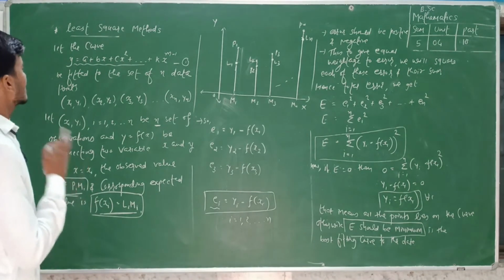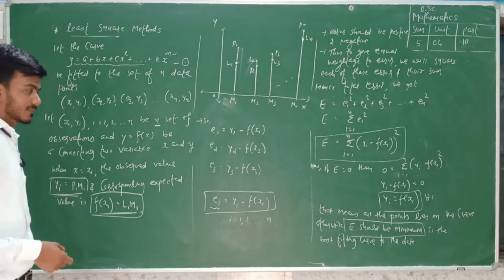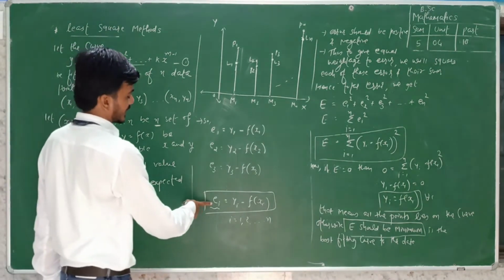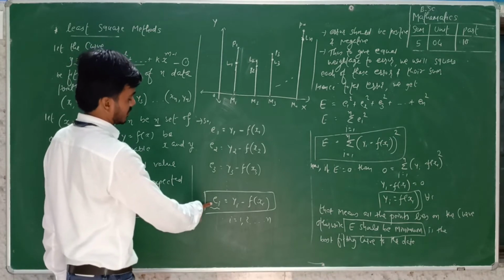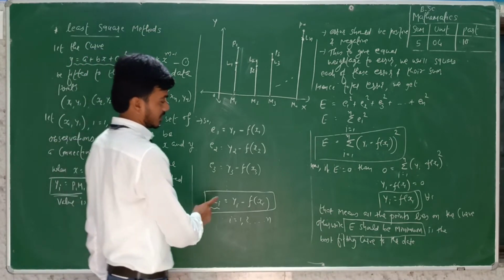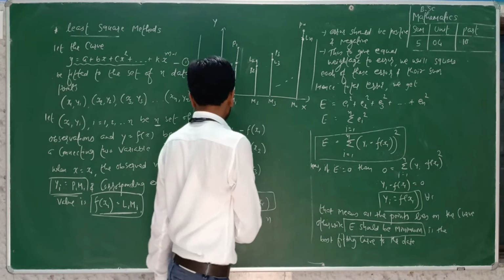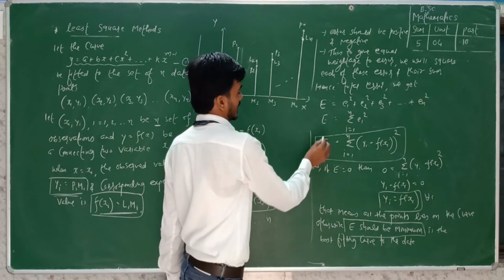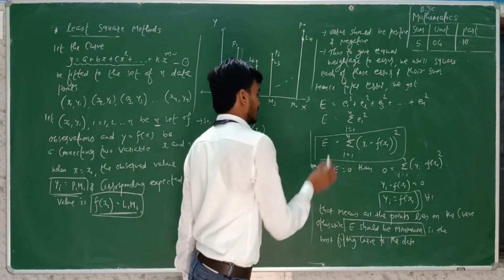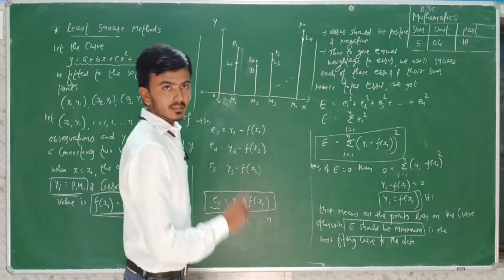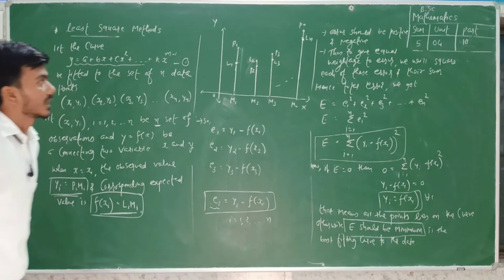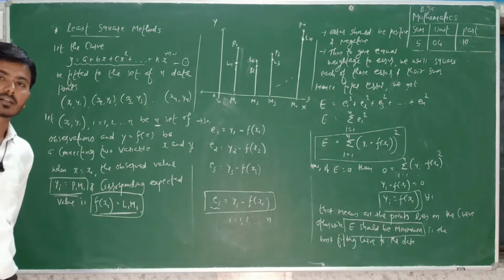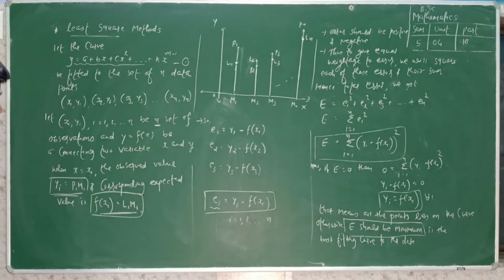So the principle of the least square method is how to count and get the error, and the sum of these errors is represented by capital E. Whenever E is equal to zero, E is minimum, and then we can get a best fit curve. Note down.